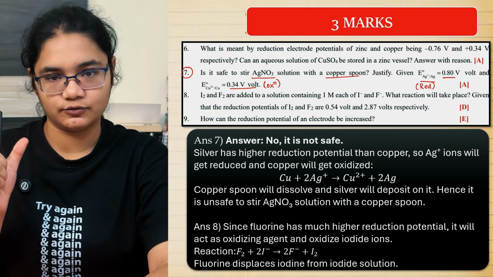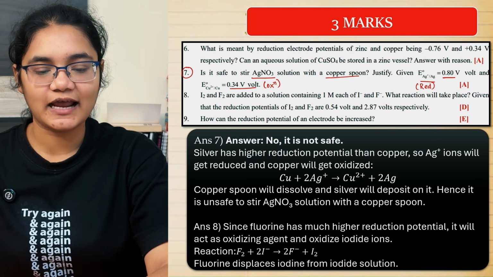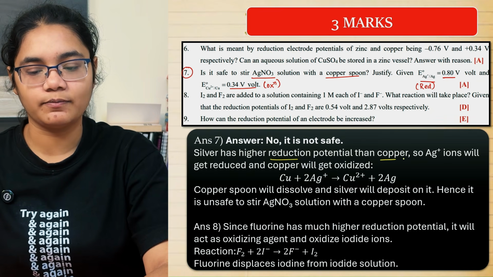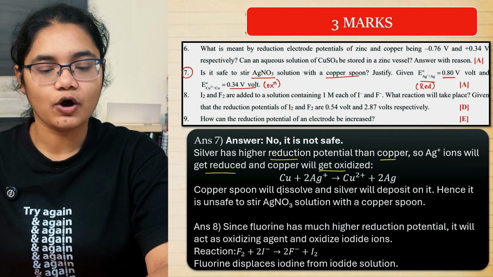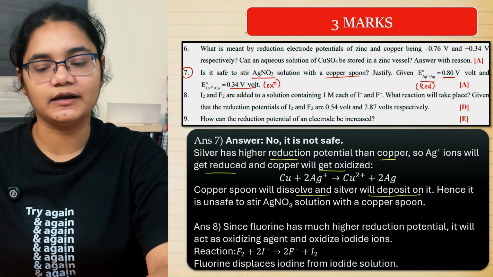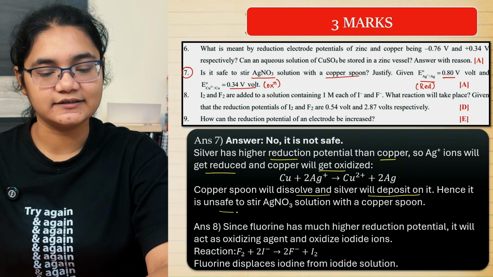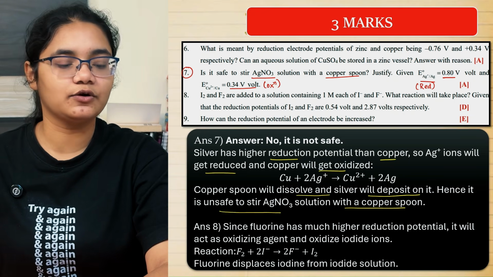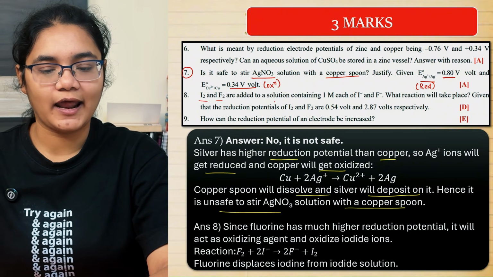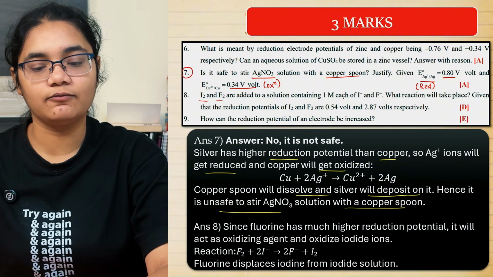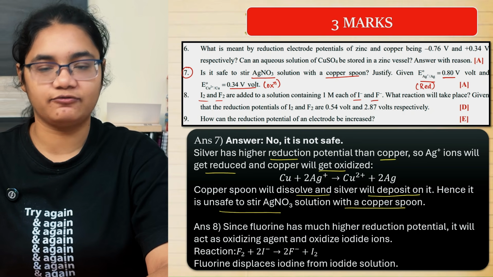Always write the answer first, whether it is safe or not. Next, silver has higher reduction potential than copper, so Ag+ ions will get reduced and copper will get oxidized. Copper spoon will dissolve and silver will deposit on it. Hence, it is unsafe to stir silver nitrate solution with a copper spoon. Okay. Next question, I2 and F2 are added to a solution containing 1 molar each of I minus and F minus. Okay.